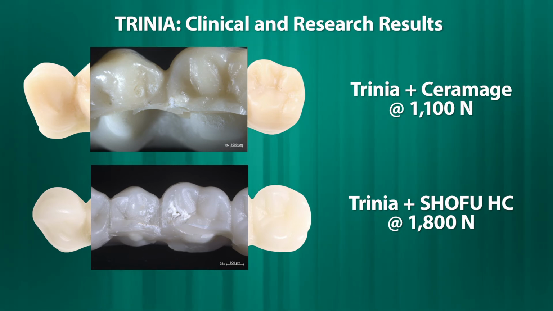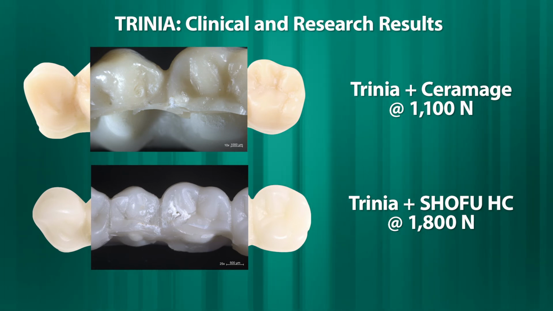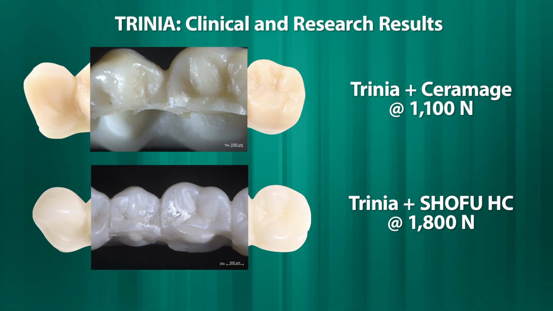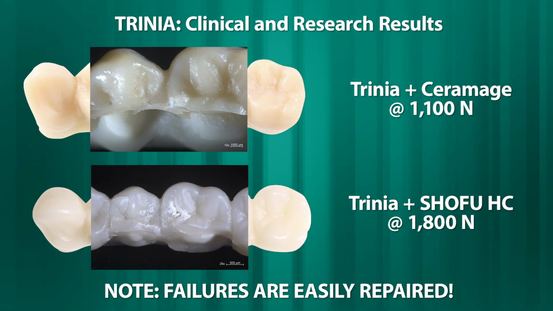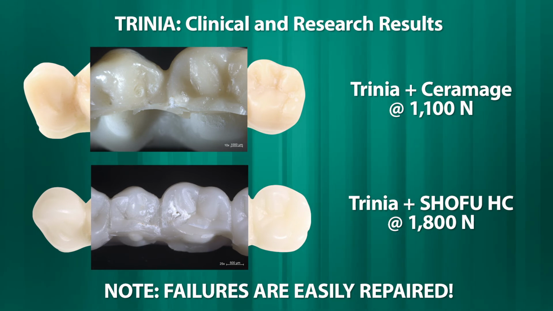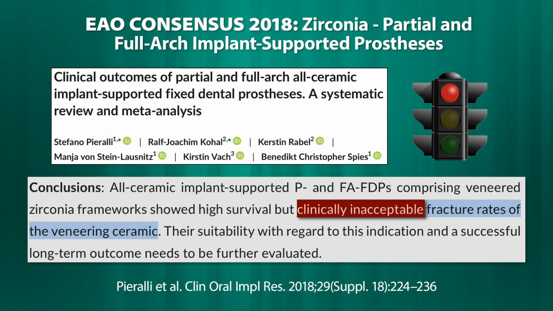Basically, the major clinical implication is that TRINIA is not only resistant, but most importantly, it allows easy repair, since it only requires addition of any direct or indirect resin composite restorative material. Altogether, these findings bring light to the last EAO consensus report, which stated that no all-ceramic material could be safely indicated for large-span implant-supported reconstruction.